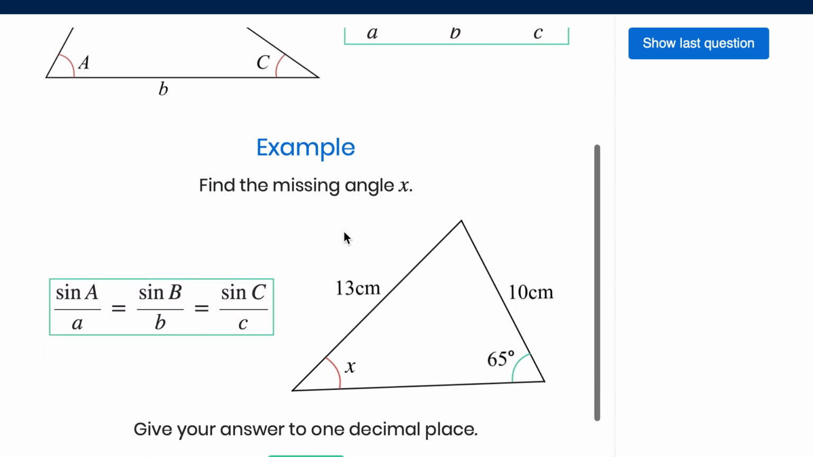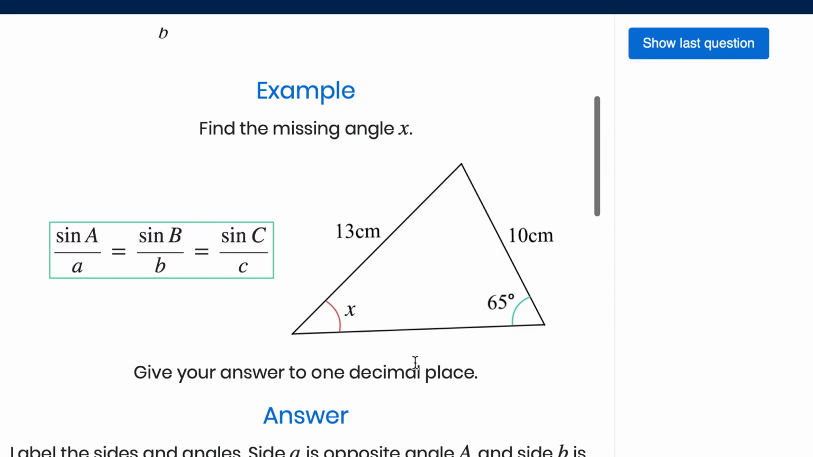Okay, so here is an example. This triangle has sides of length 13 centimeters and 10 centimeters and an angle of 65 degrees. Find the missing angle x. Give your answer to one decimal place. Let's see the method.